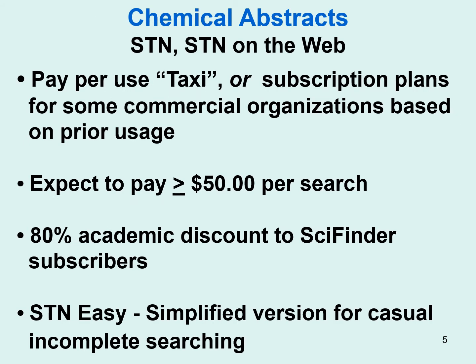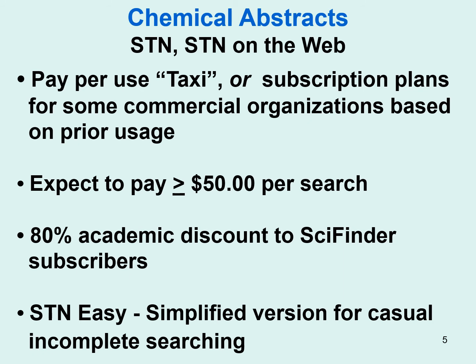Now for a more in-depth look at the different versions of the Chemical Abstracts database. All of these versions have exactly the same amount of information. The way you access it is different. The first source is called STN, or its slight variation, STN on the web. STN stands for Scientific and Technical Network. They have many databases, and Chemical Abstracts is one of them.